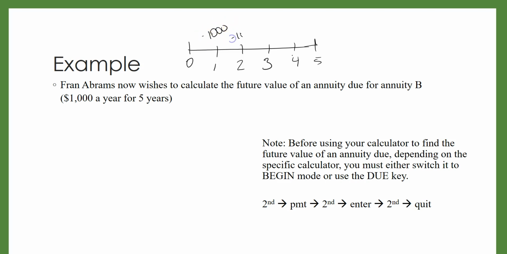So she's putting $1,000 a year into a savings account. How much would she have at the end of the 5th year? So remember that she could earn 7%. Okay, so the first step is you have to put your calculator in begin mode. And so I typed it out here, exactly the keystrokes that you have to make. Second payment, second enter, second quit.